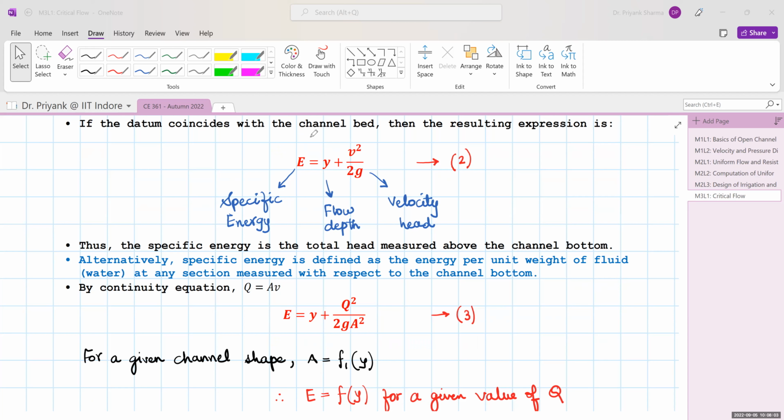Now we know the continuity equation Q is equal to AV. So here we are substituting V as Q by A. So our equation becomes E is equal to y plus Q square upon 2g A square. Now your area is a function of flow depth. So essentially your specific energy has two terms involving flow depth, so specific energy is a function of flow depth for a given value of discharge. So if your discharge is constant, your specific energy essentially depends on flow depth.